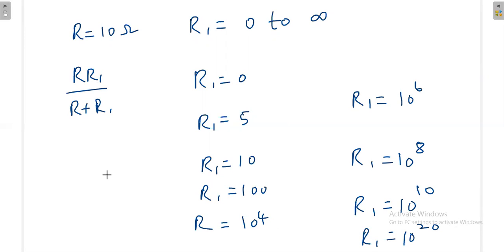Okay, so again, this video will end now. We'll meet after 10 minutes. In the meantime, you just find out the answer for this one. You do this calculation, then you will understand what is happening when you make the parallel combination of the resistance. Okay, so you do this exercise in the meantime.